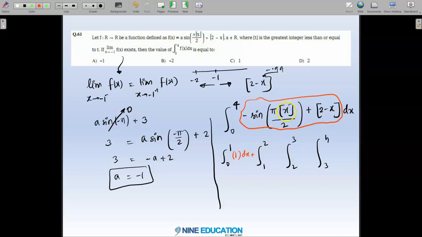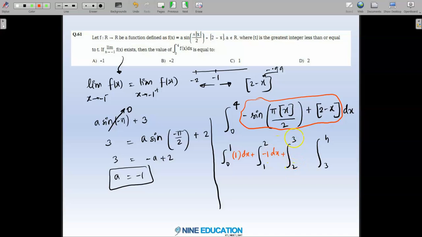So there will be only one term, which is 1 dx, plus the next one. In 1 to 2 you put any value, suppose 1.5. Its greatest integer value will be 1 only. So sine pi by 2 is 1 and there is a minus sign before it, so it will be -1. Now let's see the second term also. In 1 to 2 you put any value, let's suppose 1.5. So 2 minus 1.5 is 0.5. The greatest integer of 0.5 is 0, so therefore there is no other term.